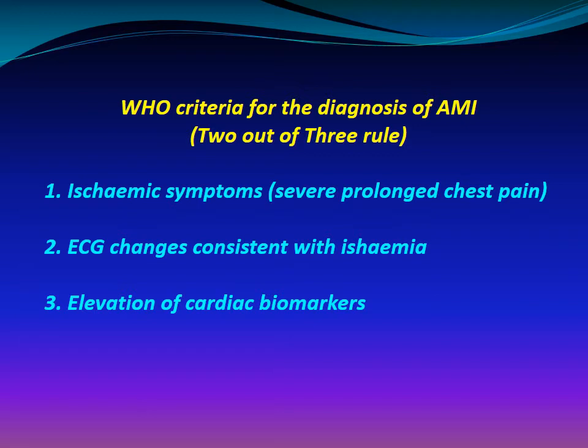WHO criteria for the diagnosis of acute myocardial infarction, the 2 out of 3 rule. First, ischemic symptoms, severe prolonged chest pain. Second, ECG changes consistent with ischemia. Third, elevation of cardiac biomarkers.